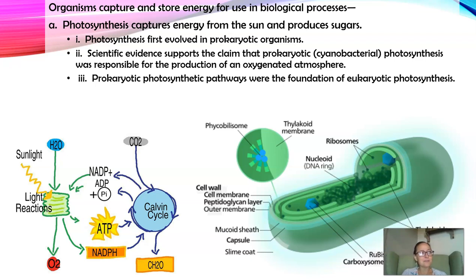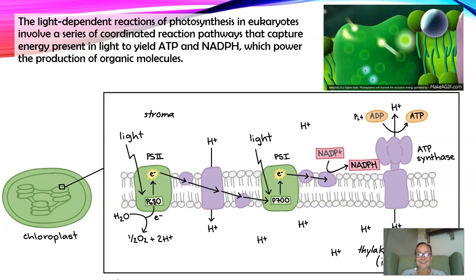Is it like 500 million years ago, maybe more? They oxygenated our atmosphere. Before photosynthesis evolved, our atmosphere was rich in carbon dioxide and low in oxygen. These prokaryotic photosynthetic pathways were the foundation for eukaryotic photosynthesis, and we know today that our chloroplasts evolved from ancient prokaryotes. So kind of rad.